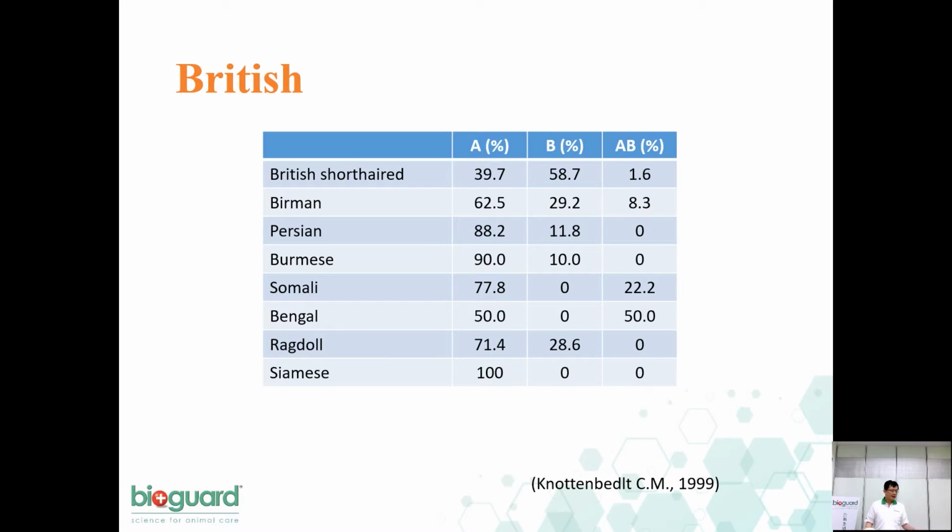And then let's check the inbred cats in the British, how those species of the blood groups. Like in British Shorthair, it has more blood group B cats in this particular breed. And for Burmans and Ragdolls also have a little bit higher percentage of blood group B compared to other species.